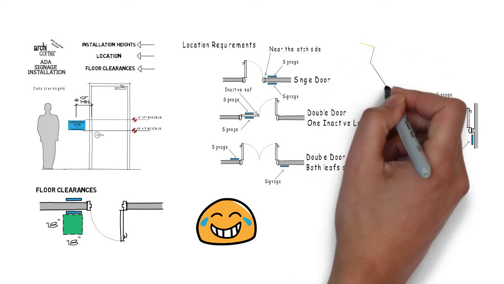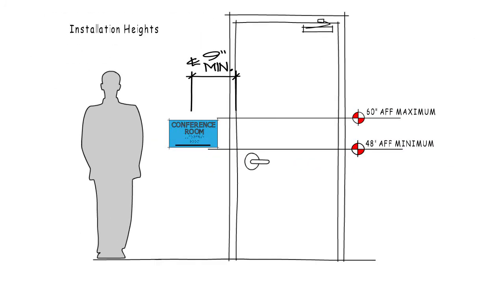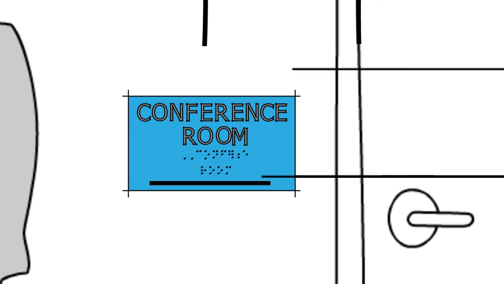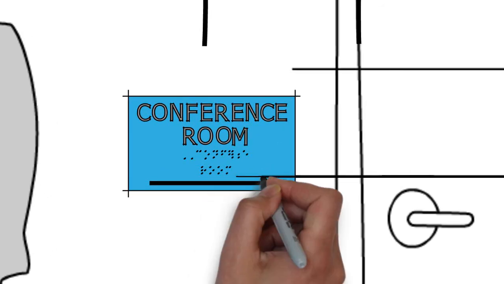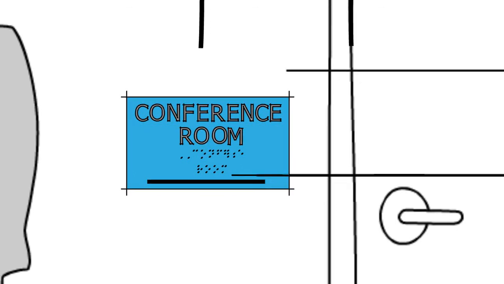And if you're in California, why don't you hold on for a second and let me tell you what the differences are. Here in California, there's only one slight difference to all of this. In California, you must place a sign 48 inches minimum, not to the baseline of the tactile characters, but instead to the baseline of the lowest line of Braille. That is the only difference in California.